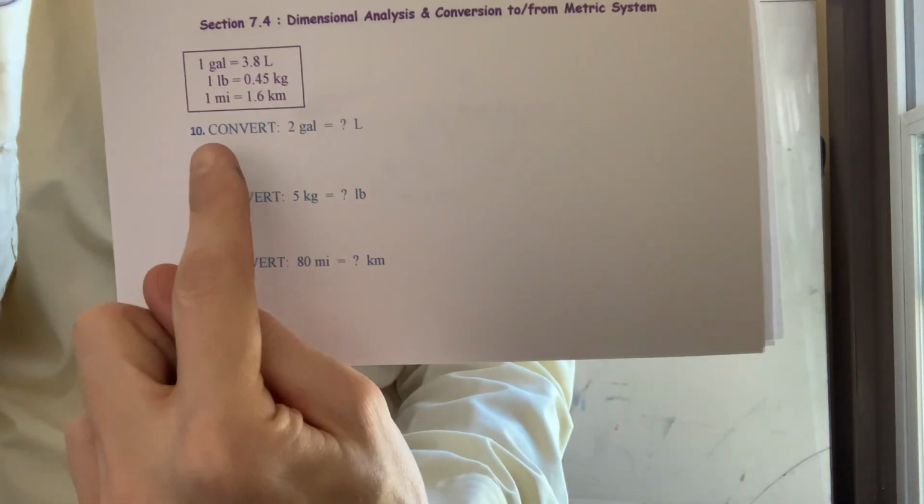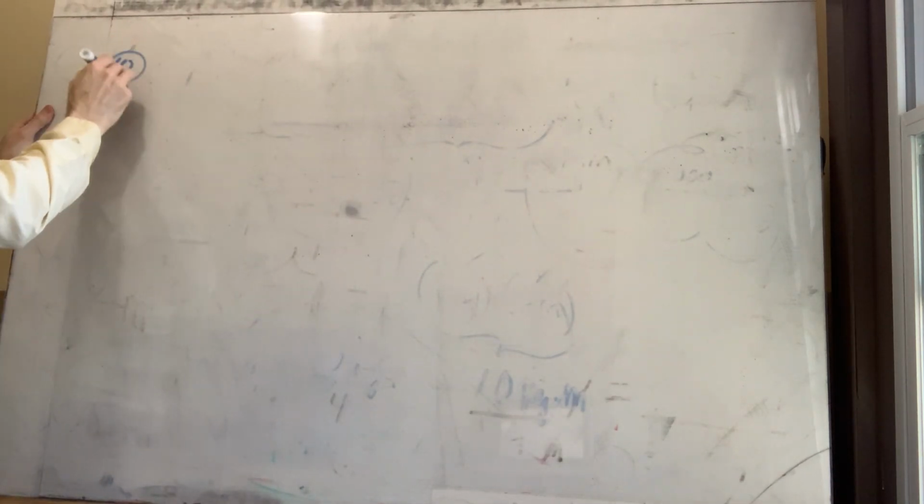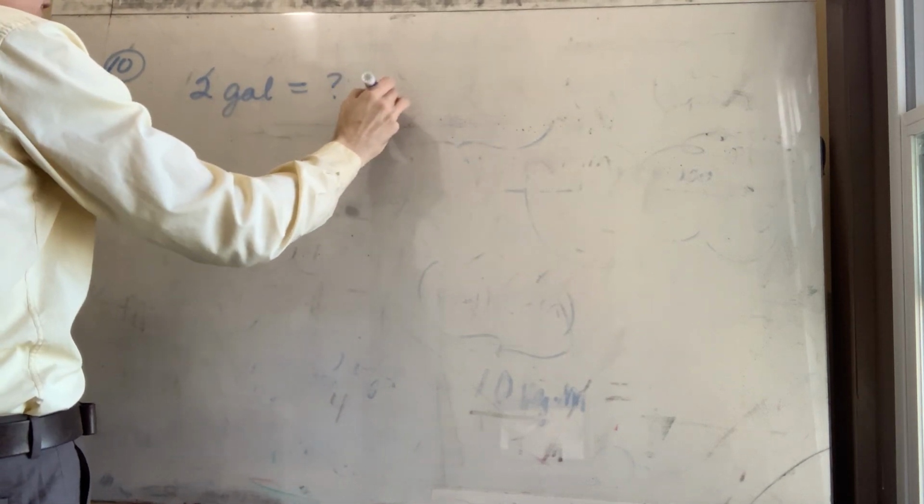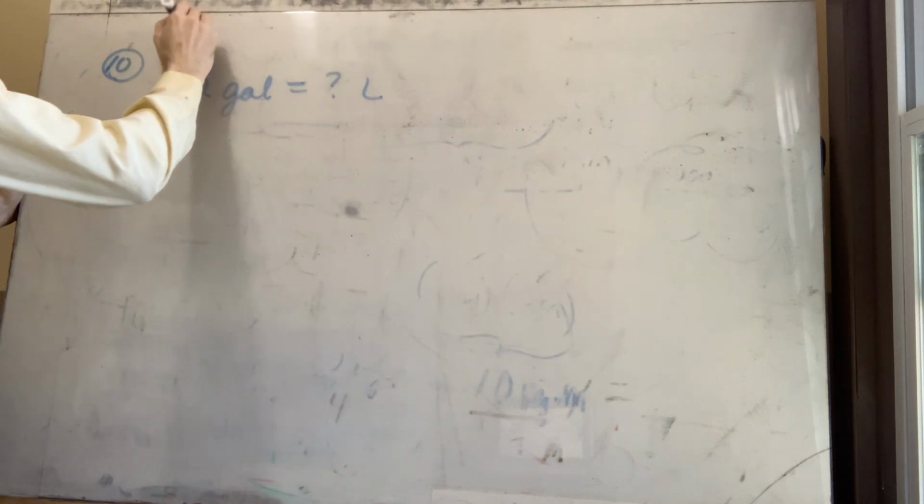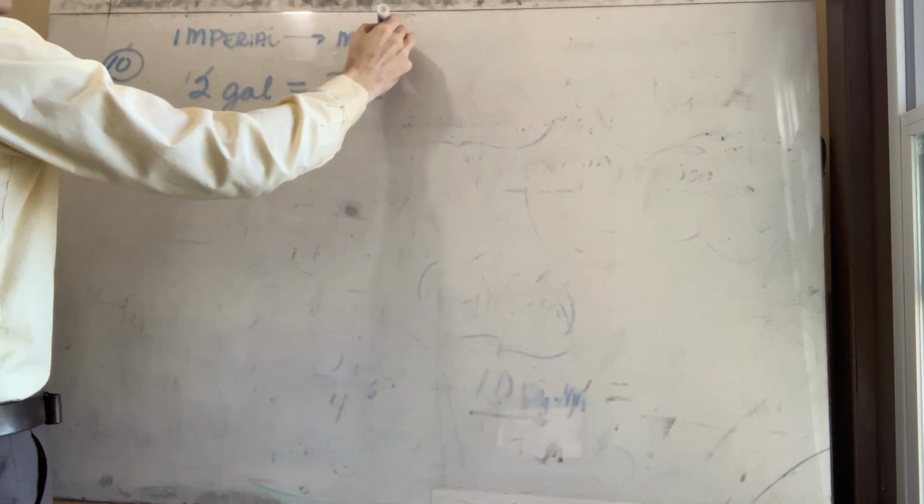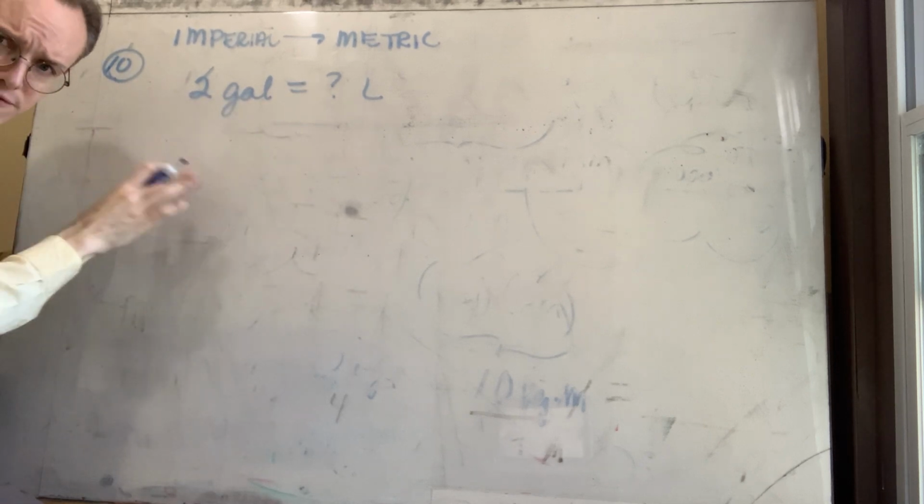At the bottom of this page, there is again a table for reference, and you're going to convert these 3 problems. I'm going to take a sip of water. So for 10, you have this. Convert 2 gallons is equal to so many liters. This is a situation when you're converting from an imperial unit to a metric unit.